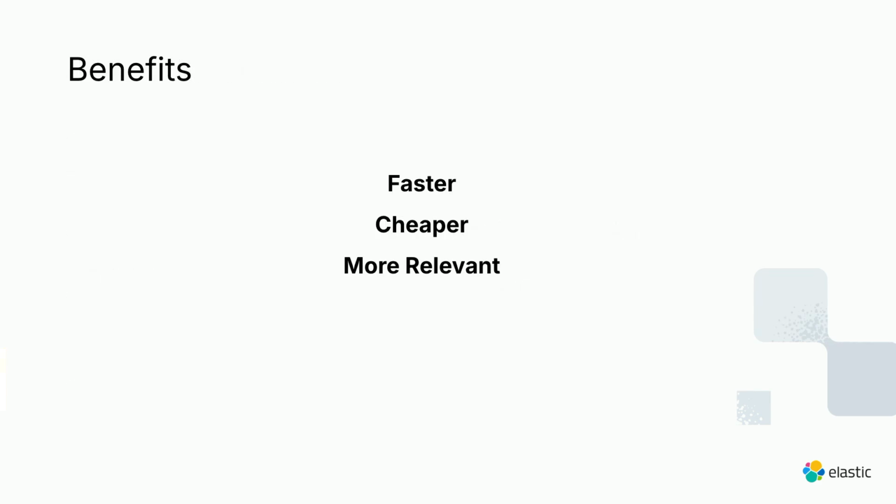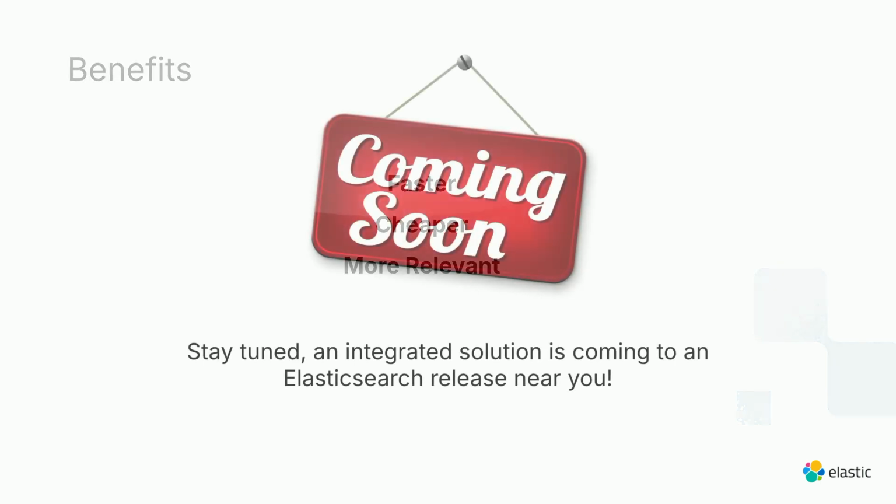Benefits out of all of this: it's faster because you're re-ranking less information. It's cheaper because you're re-ranking less information, and it's more relevant because you're re-ranking in smaller chunks, to reuse the term, that are going to more accurately represent the information that you want to capture and pass on further down the stream. And like I said, this is early days.